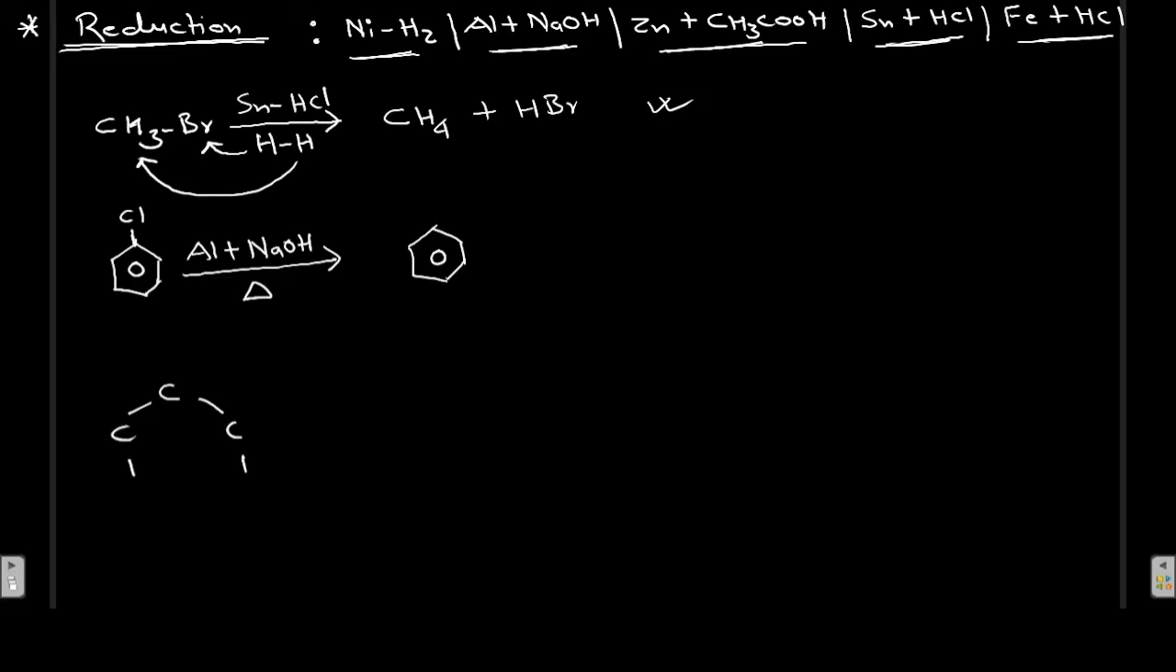C and C, 1, 2, 3, 4, 5, 6. This is benzene, and with benzene 6 hydrogens are attached. But here hydrogen is removed and Cl is attached. So when Cl is removed, one space is vacant. At this place, one hydrogen will have to move to cover this place. So one hydrogen is required to make benzene. At the same time, one hydrogen will make a bond with Cl, making HCl.